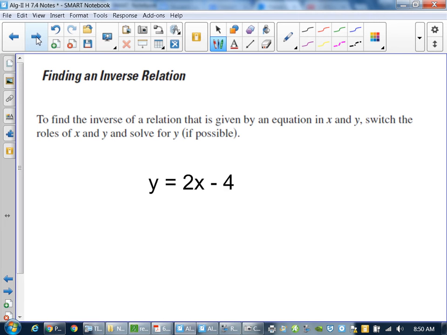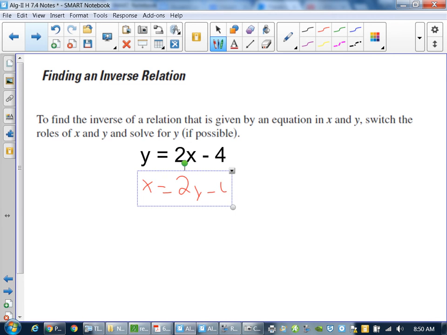When you did it algebraically, I'm going to go out on a limb and assume that flip-flopping x and y and resolving isn't a terrible task. That's pretty straightforward. So the inverse of y equals 2x minus 4: you go x equals 2y minus 4, add 4, divided by 2. So you have 1/2 x plus 2 is y. That's how you found your inverses. Flip-flop x and y, resolve.